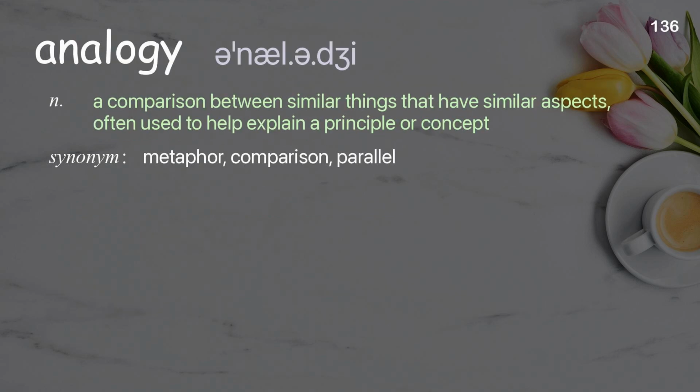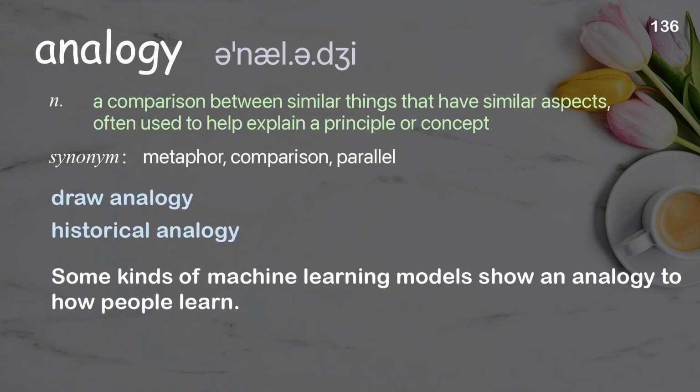Analogy. A comparison between similar things that have similar aspects, often used to help explain a principle or concept. Examples: Draw analogy. Historical analogy. Some kinds of machine learning models show an analogy to how people learn.